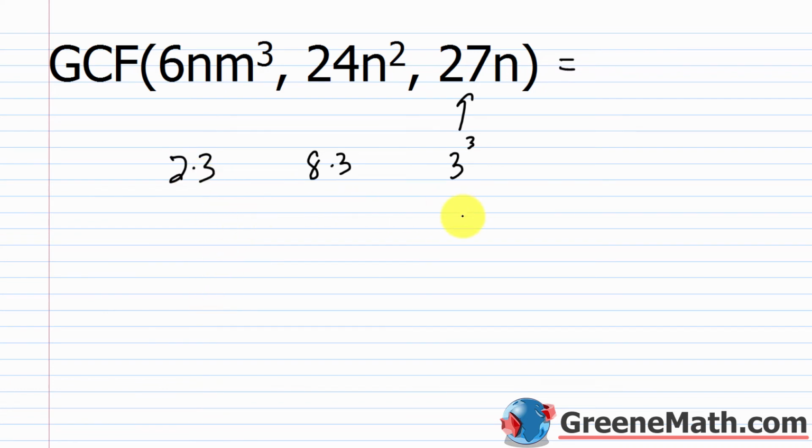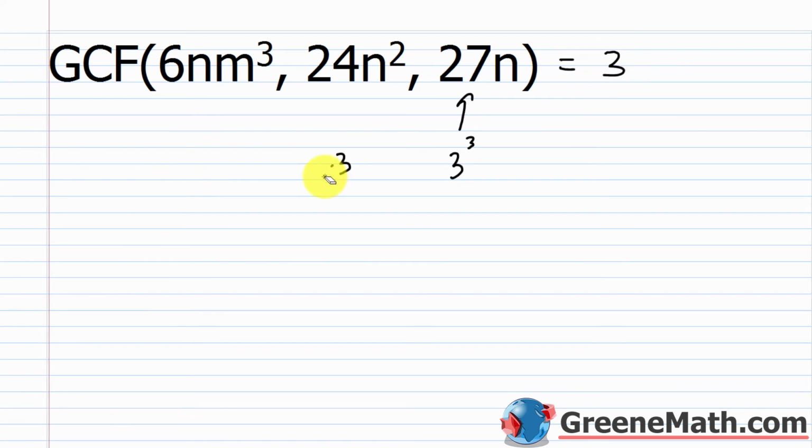If I look at this, what's going to be common to everything? It's not going to be 2, because there's no 2 in the prime factorization of 27. So I could just not think about that. It's only going to be 3. This has a factor of 3, this has a factor of 3, and this has 3 factors of 3, but what's going to be common is only one of those. So the number part is just going to be a 3.